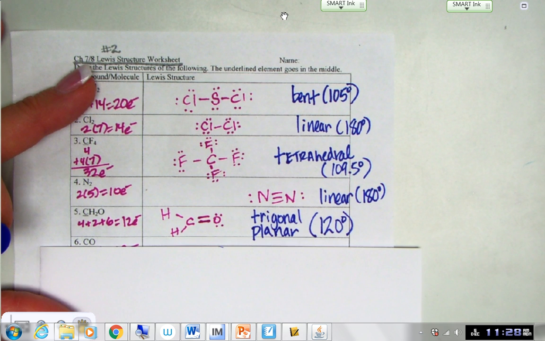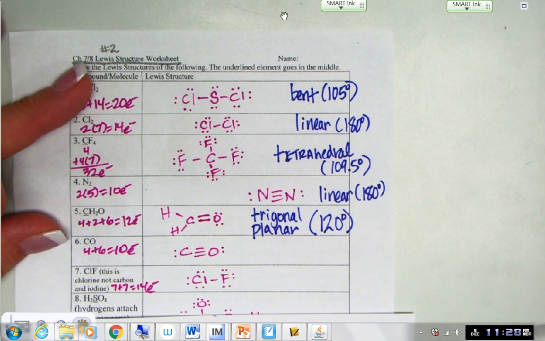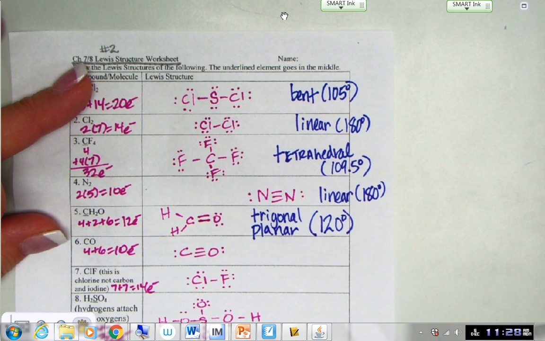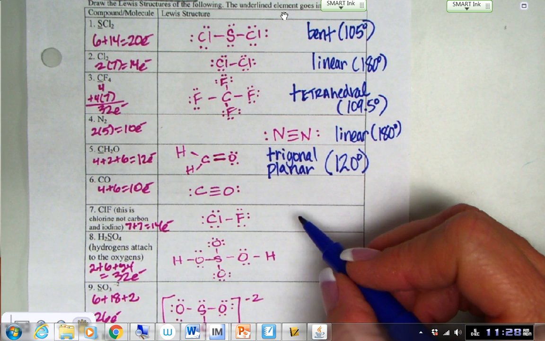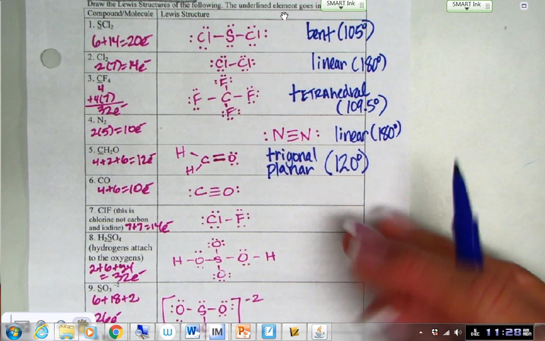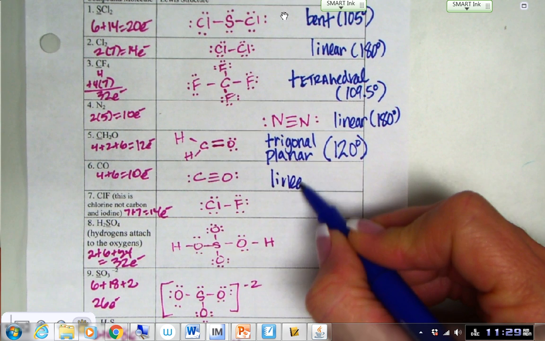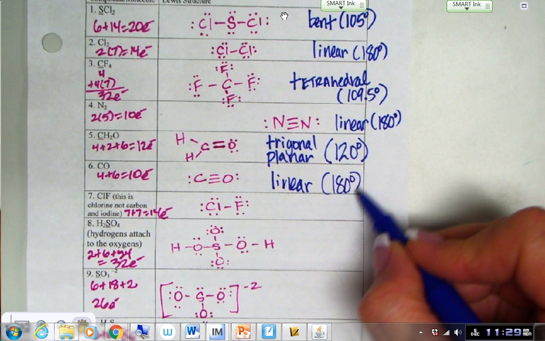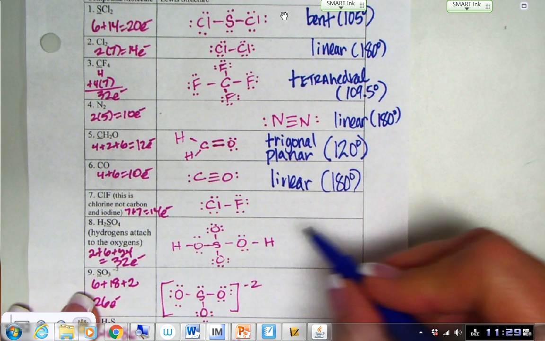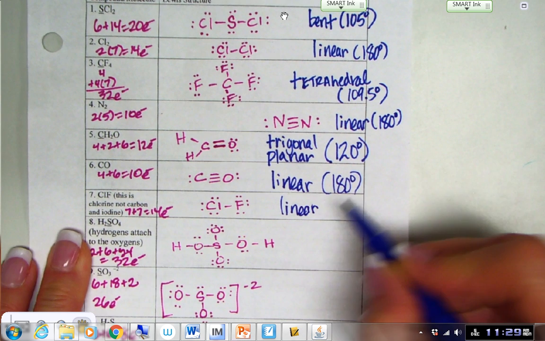Now if y'all pause the video and keep going and classifying them, and then restart the video and check your final answers. All right, so for number 6, I'm going to go and continue on because my video limit is 10 minutes. So for number 6, you should say that's linear. And of course, bond angle is 180 degrees. For number 7, same thing, linear and 180 degrees.